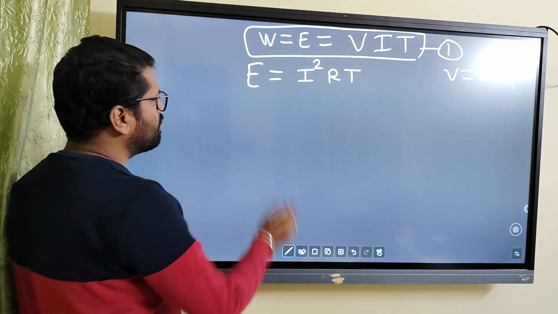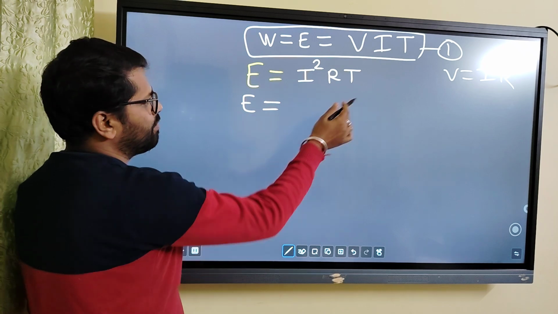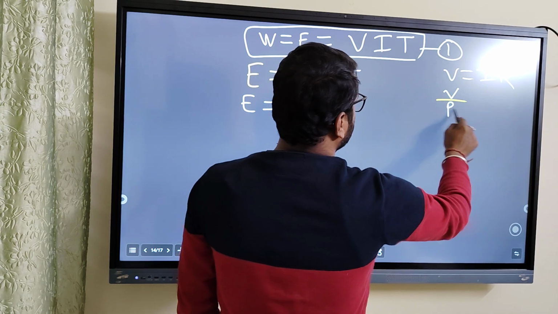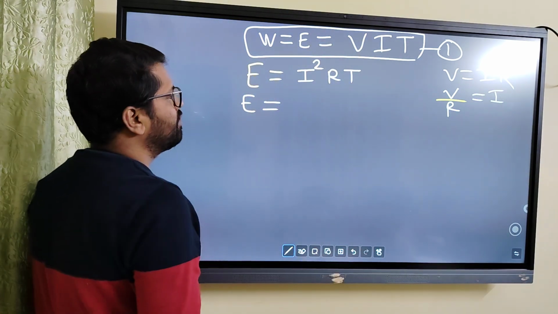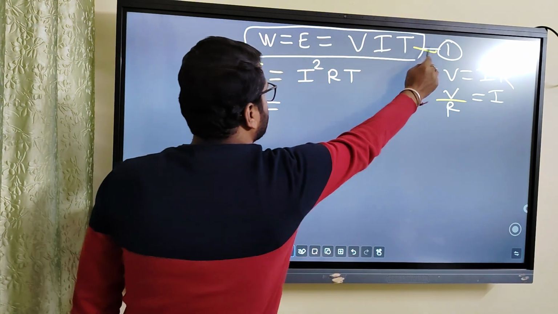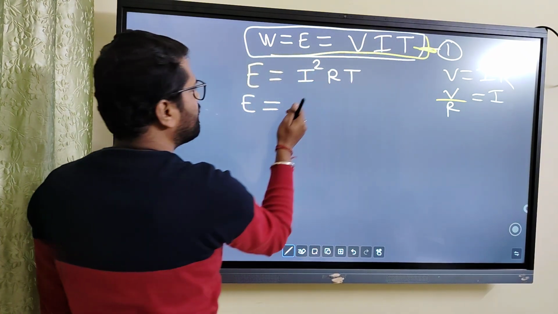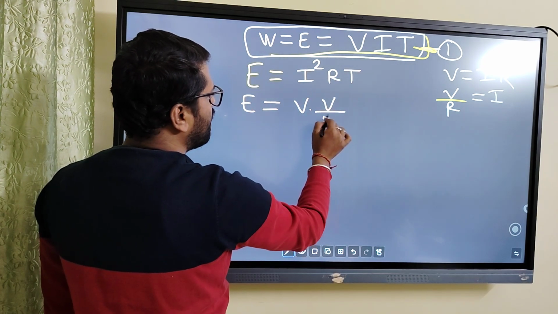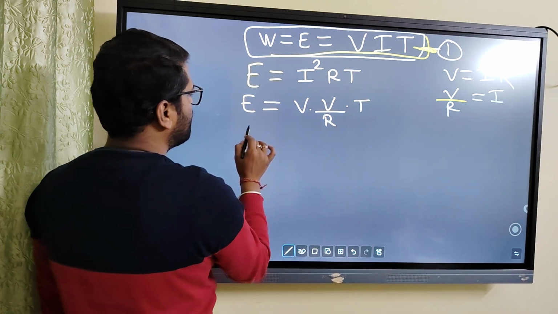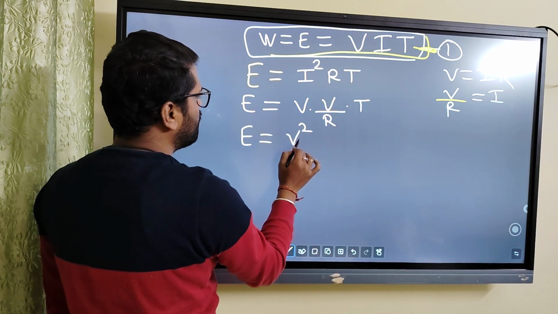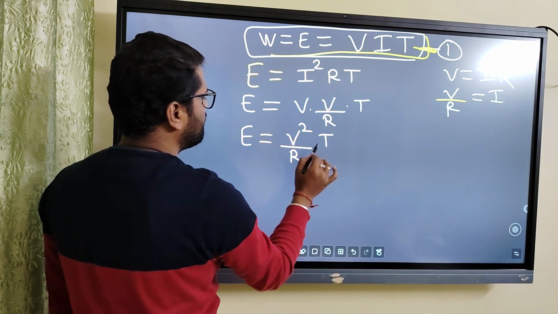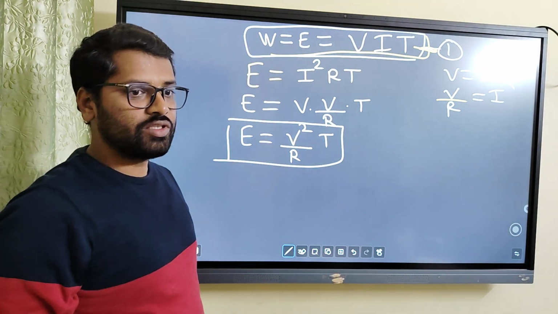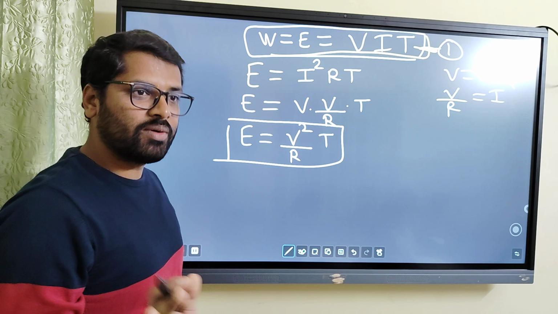Correct? Now next, V we replace with IR. What can I replace in place of I? V by R. So here the reference is this equation. This is important. So instead of I, V by R into T. So what we got? E equals V square by R into T. Understood? So that's why they say there are so many formulas. Students complain that in this chapter there are so many formulas. There are not that many formulas.